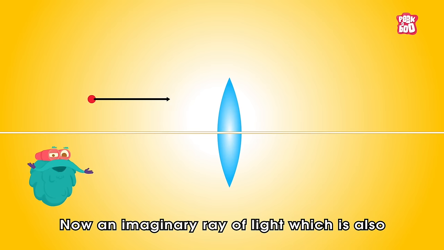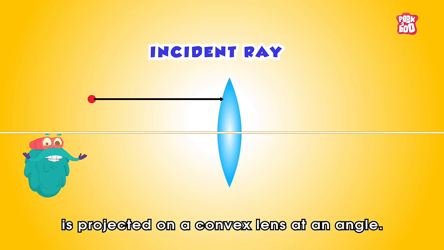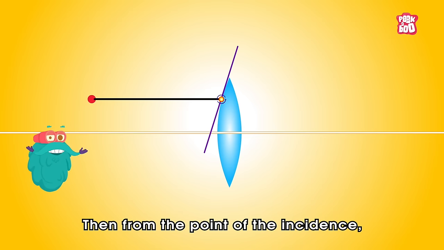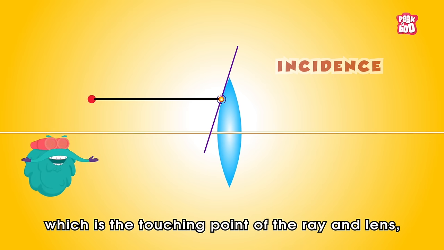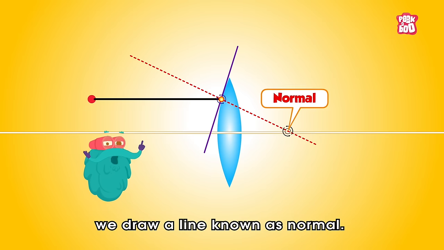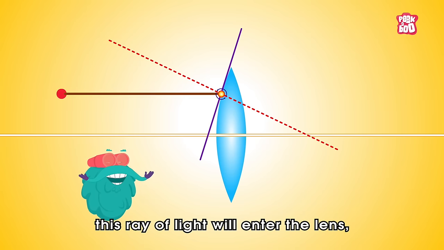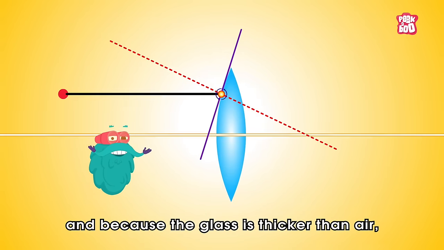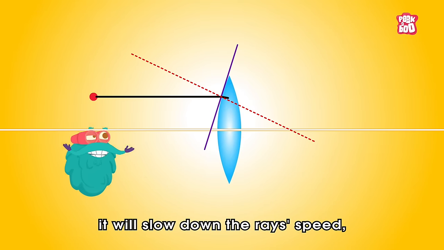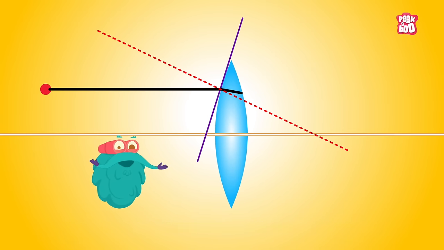Now, an imaginary ray of light, which is also called an incident ray, is projected on a convex lens at an angle. Then from the point of incidence, which is the touching point of the ray and lens, we draw a line known as normal. Now, from the point of incidence, this ray of light will enter the lens, and because the glass is thicker than air, it will slow down the ray's speed and bend it down towards the normal line.